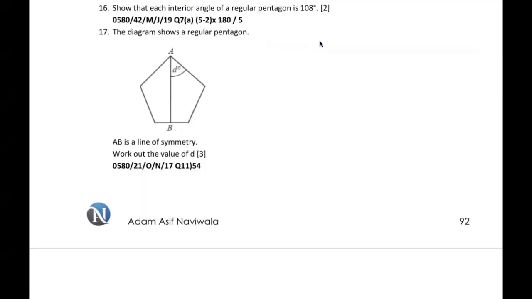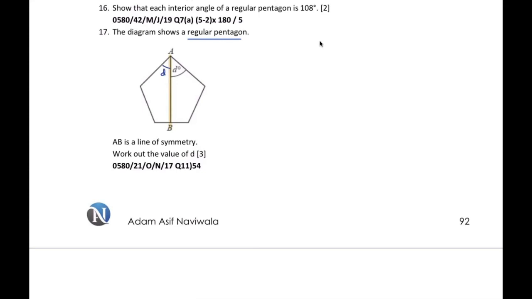The diagram shows a regular pentagon. AB is a line of symmetry. Work out the value of T. It's a regular pentagon. Remember that a regular pentagon means that all the sides of this polygon are equal and all the angles are going to be equal. Now AB is given to you as a line of symmetry. A line of symmetry exactly divides the shape into two equal parts. So if this is angle D, then this is also going to be angle D. Okay. And every angle is going to be equal to 2D.